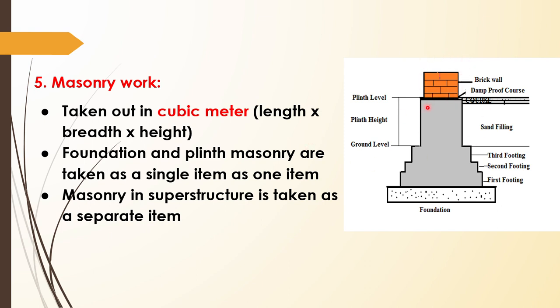So the foundation and the plinth masonry, this is the foundation, this is the plinth level. This foundation and the plinth masonry, up to this portion the masonry work is taken as a single item, and above that we will have a masonry work for superstructure. Okay. So actually in this single item there are two items: masonry work for foundation and plinth, and then masonry work for superstructure.